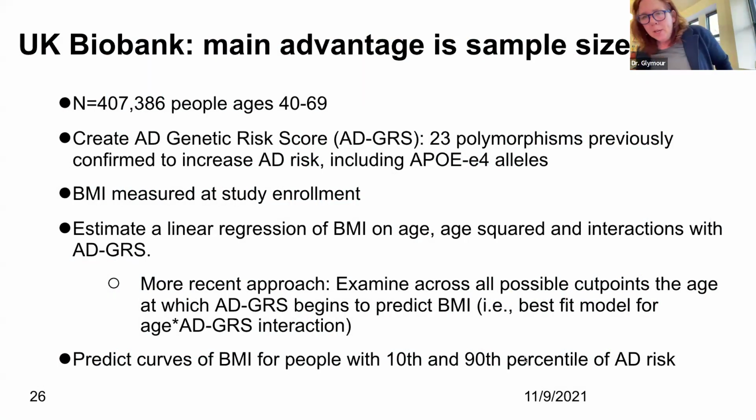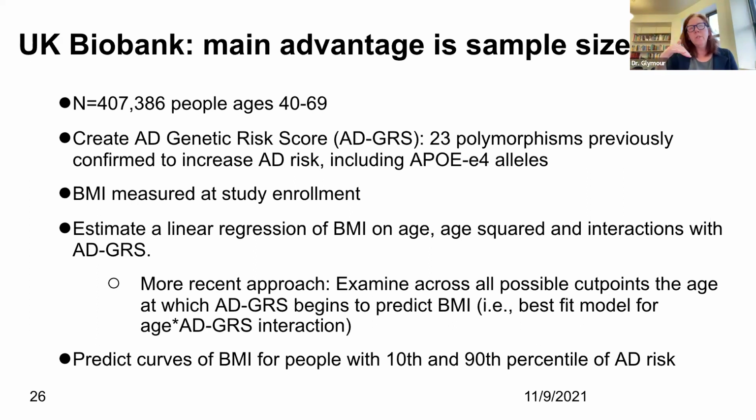We used the UK Biobank for this. This study design really requires a very large sample. The main advantage of the UK Biobank is that it's about 400,000 people, ages 40 to 69 at baseline. We created an Alzheimer's disease genetic risk score and measured BMI at study enrollment, and then estimated a linear regression of BMI on age squared, and interactions with ADGRS. The idea is to let the effect of ADGRS on BMI emerge among older people.